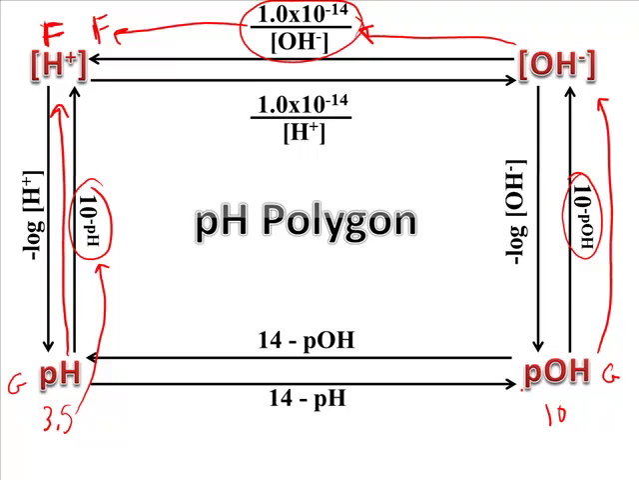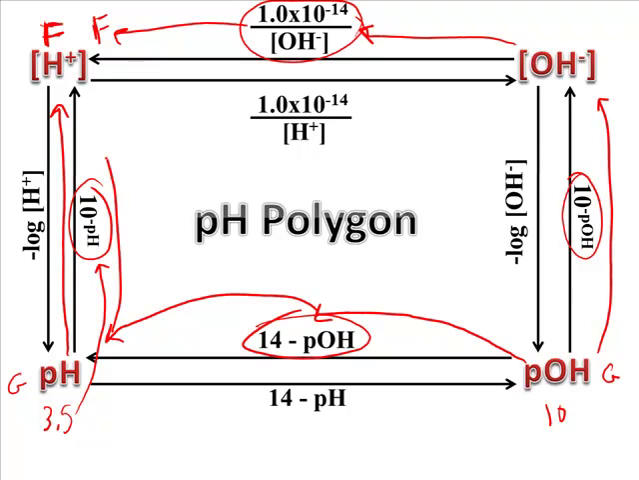Or, you could also take pOH and go this way, use this formula, take the 14 minus it to get you pH. And once you have pH, go back up this way, using 10 to the negative pH, get H plus. Either route will get you the same answer. As long as you follow the arrows in the right direction, this treasure map will lead you to the answer every single time.